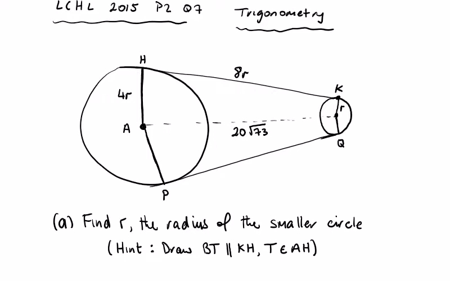Find r, the radius of the smaller circle, and they give you a hint in this question. Draw BT parallel to KH, where T is an element of AH. So what they wanted you to do was leave r and come this way and draw a line parallel to HK and call this T. Now this is not drawn to scale because this is going to be r because it's parallel to the 8r, and this one will be 3r. So we now have an 8r here. This has to be 8r as well.